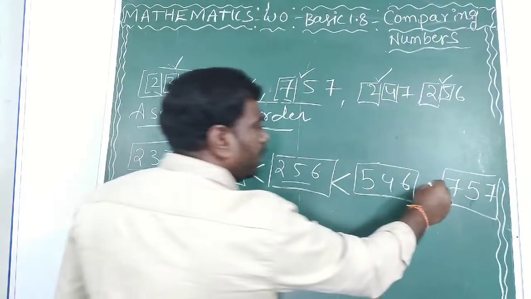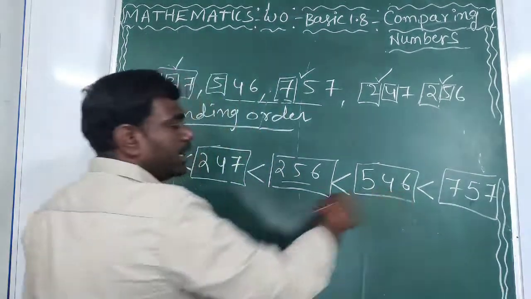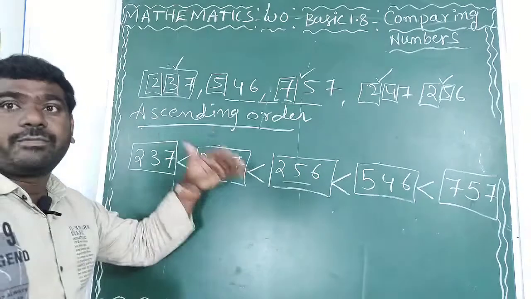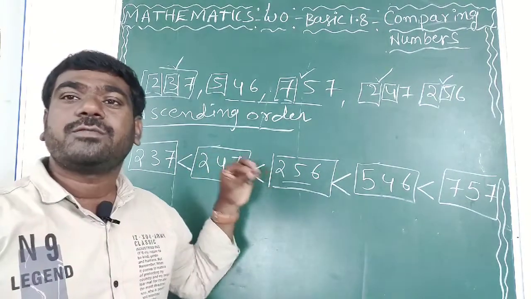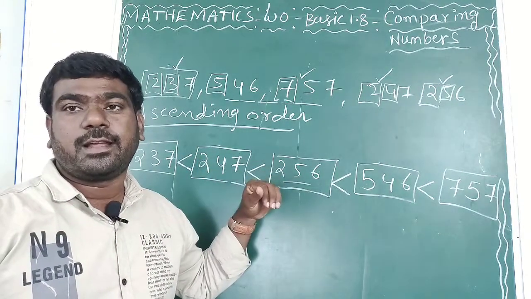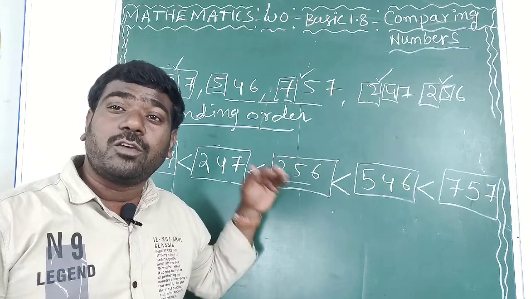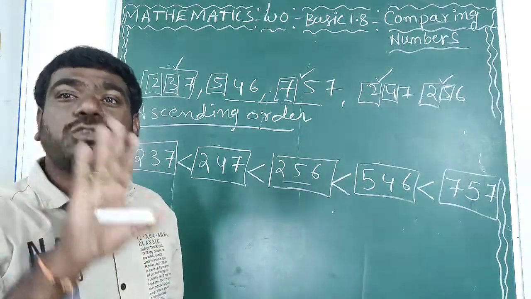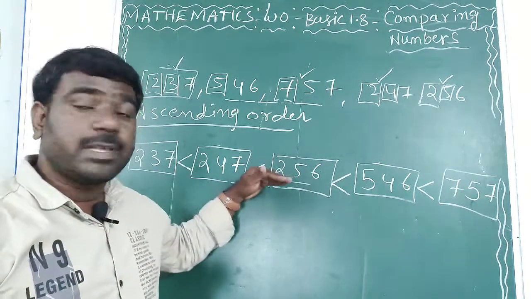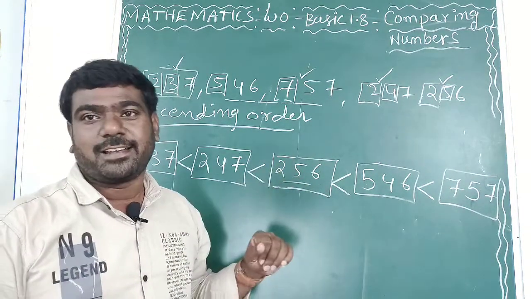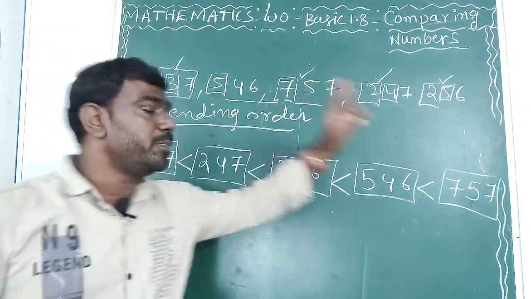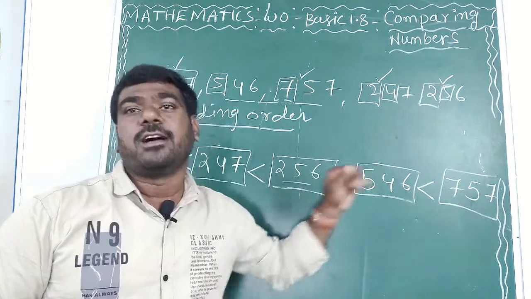757. So order is what now? Lesser symbol. This is the ascending order of the numbers. Like this we have to write the ascending order. So like this we have to compare more than how many numbers? 2 numbers. This method is called ascending order. The numbers we have to arrange from smallest to biggest number is called ascending order.